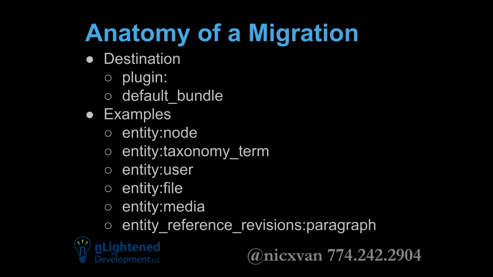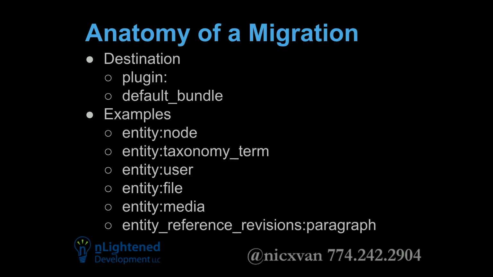The next piece is, so there's 4 sections to a migration that I found. 1 is the metadata, the second is the destination, the third is the source, and the fourth is the process. So the second part is the destination, and this is basically saying where the migration is going to. So most commonly this is an entity. So under the examples, you could say the destination is entity node, and so it's entity, whatever entity type it is, and you can also set a default bundle.